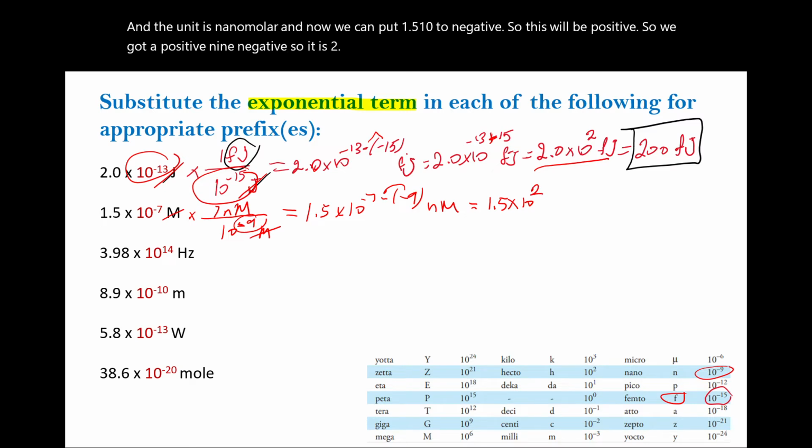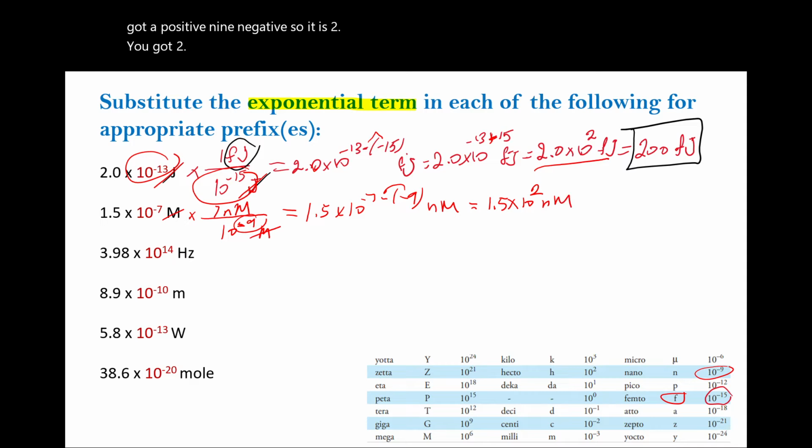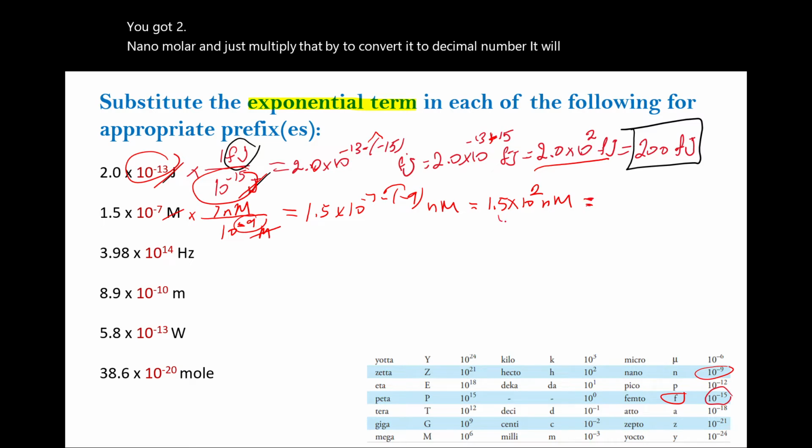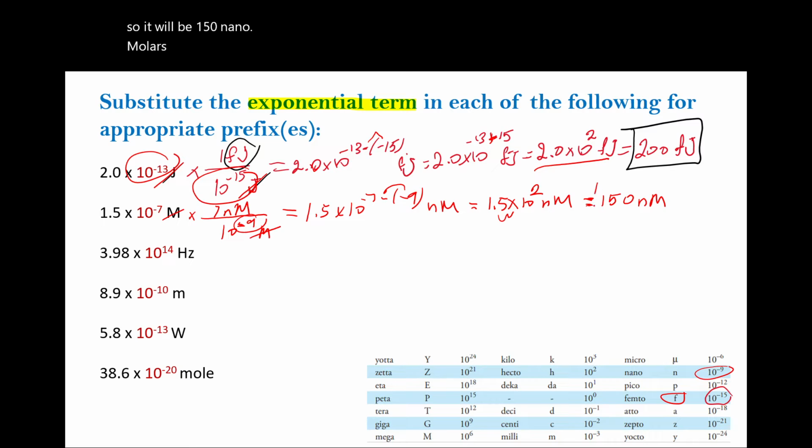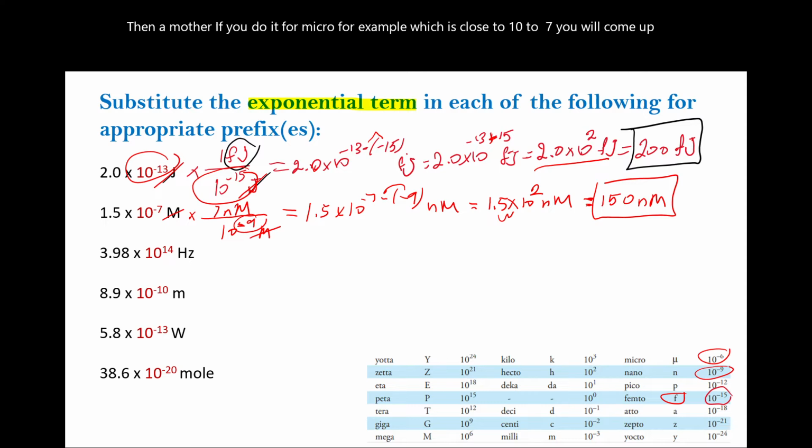You got 10 to 2 nanomolar, and just multiply that by 100 to convert it to a decimal number. So it will be 150 nanomolar. If you do it for micro, for example, which is close to 10 to negative 7, you will come up with 0.15 micromolar. But I think this is a better number, I would say.